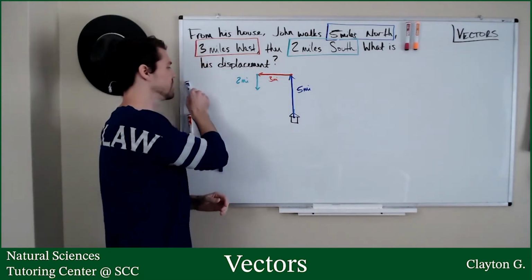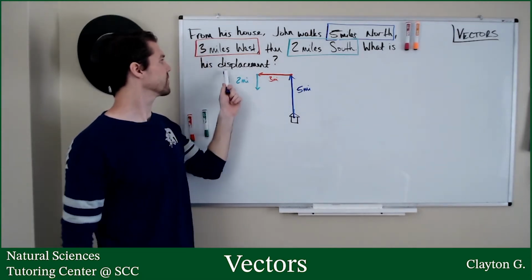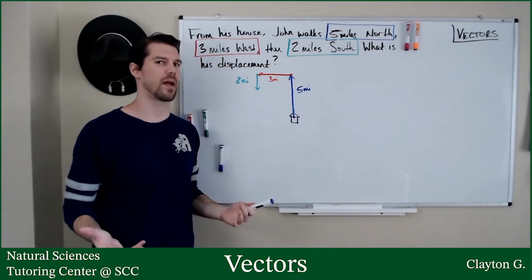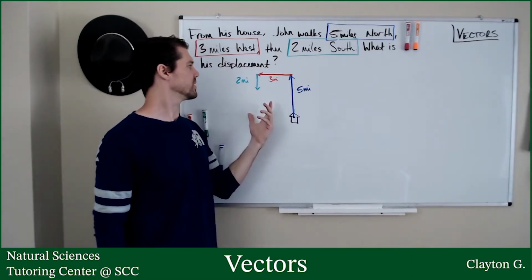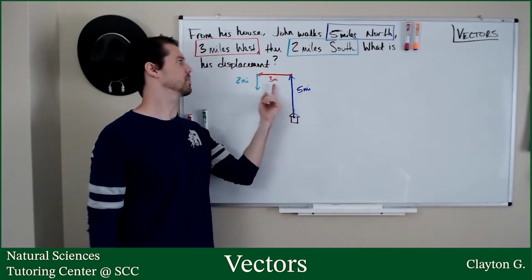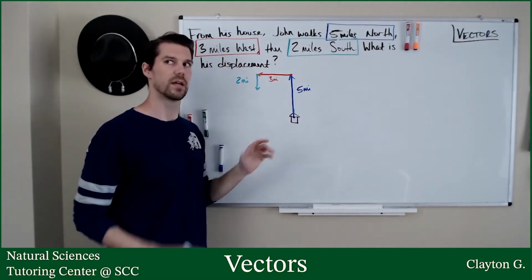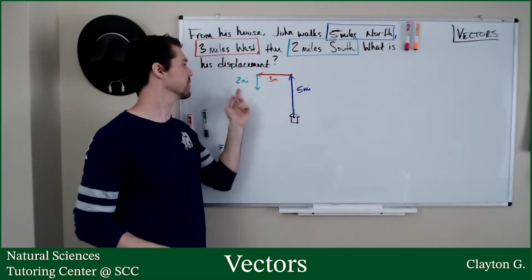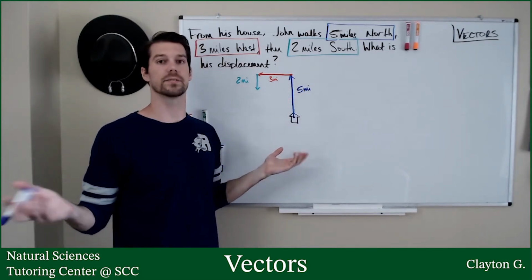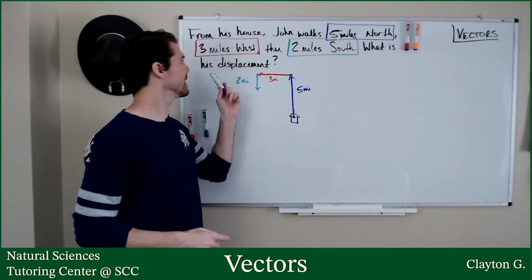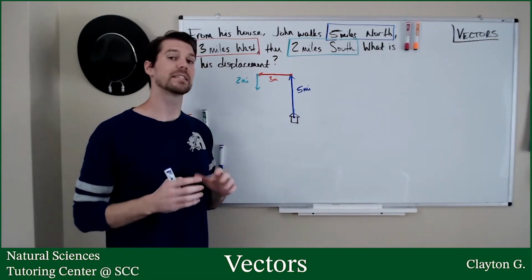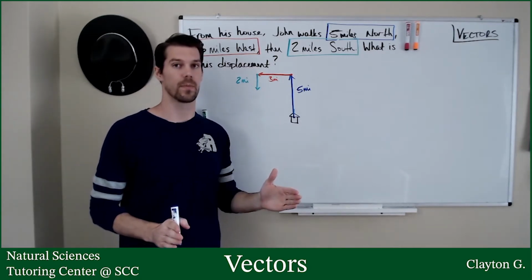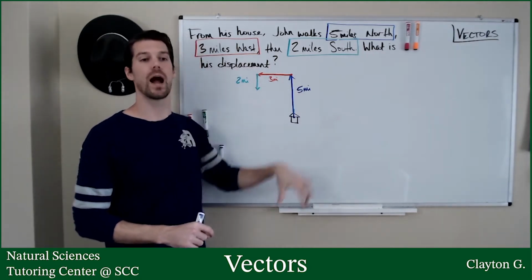What we want to do here, if we want his final displacement, that's different than the distance. We already kind of talked about that, right? If I want his total distance, that's 5 miles plus 3 miles plus 2 miles. He definitely walked that whole distance. So that's going to be 5, 3, and 2. All right, so that's 10 miles. But we want his displacement. Displacement is where did you start versus where did you end. It doesn't matter how you got there.